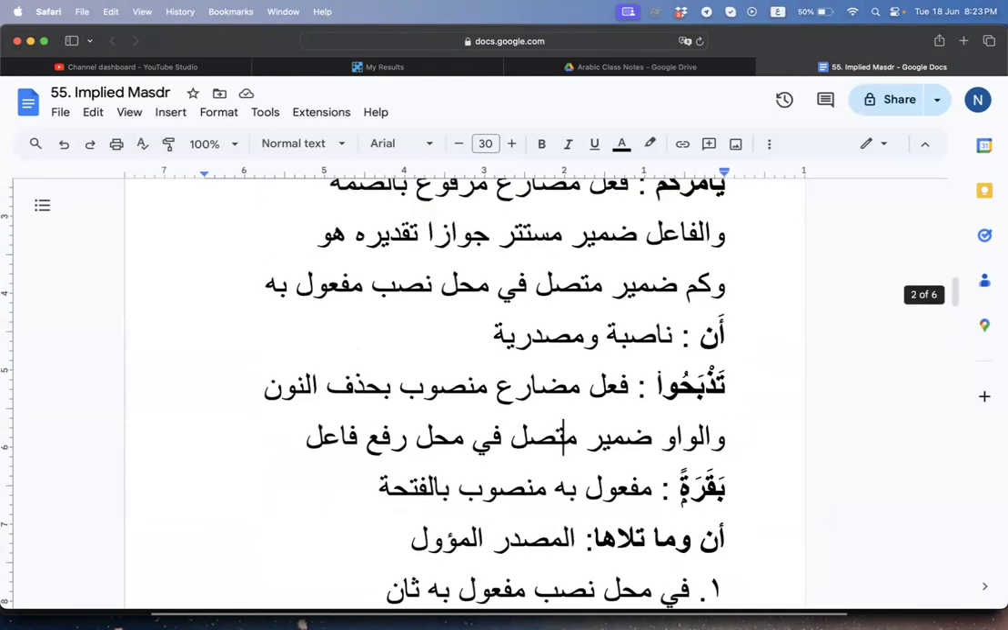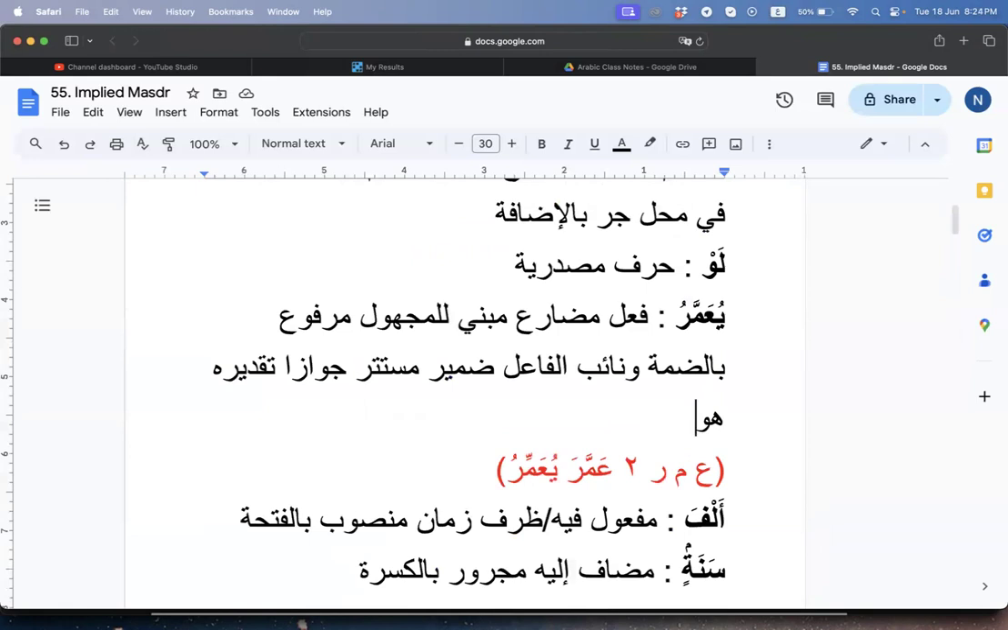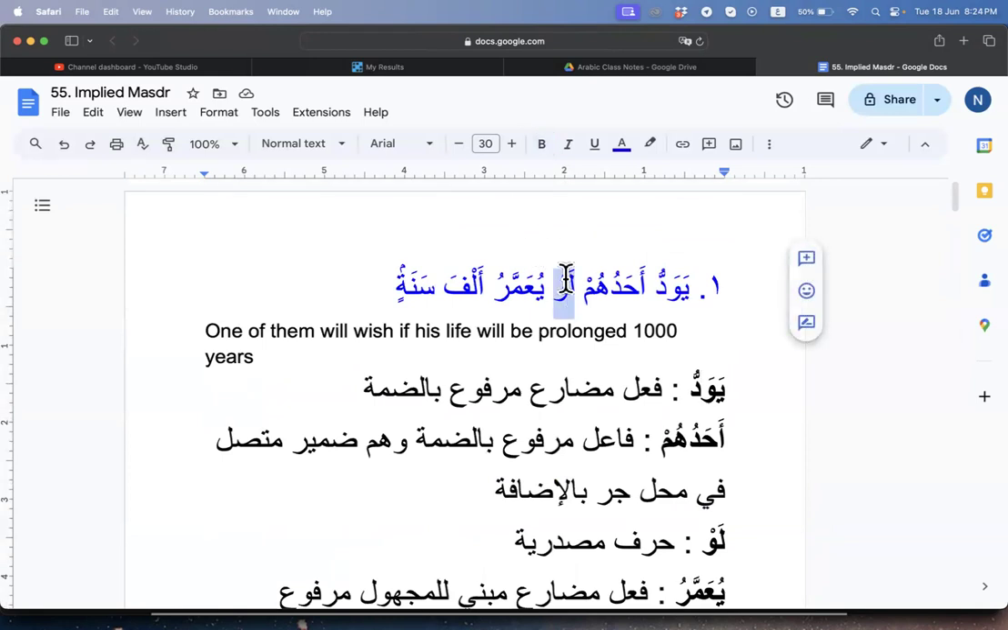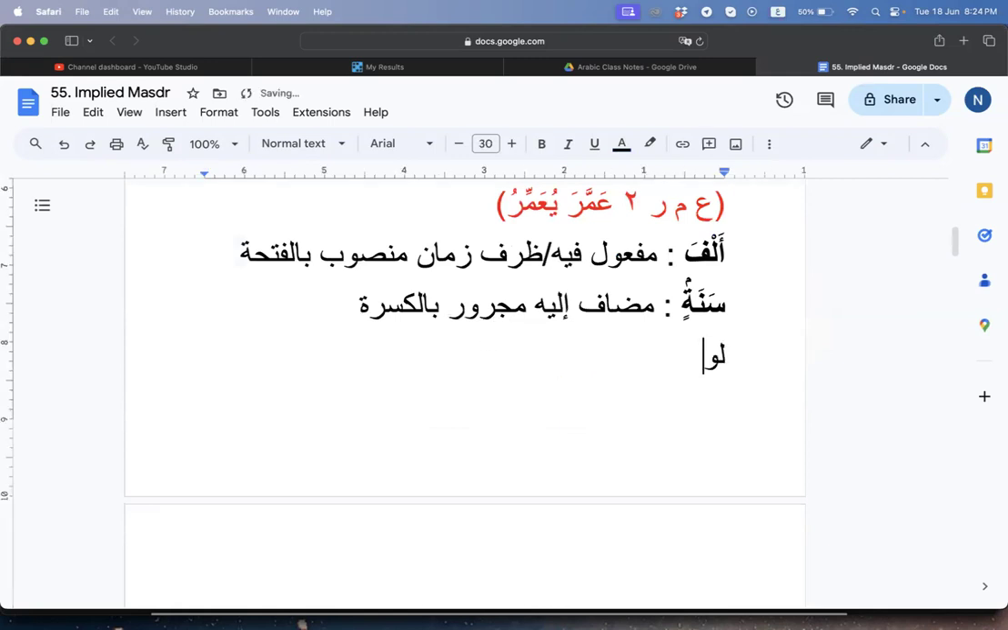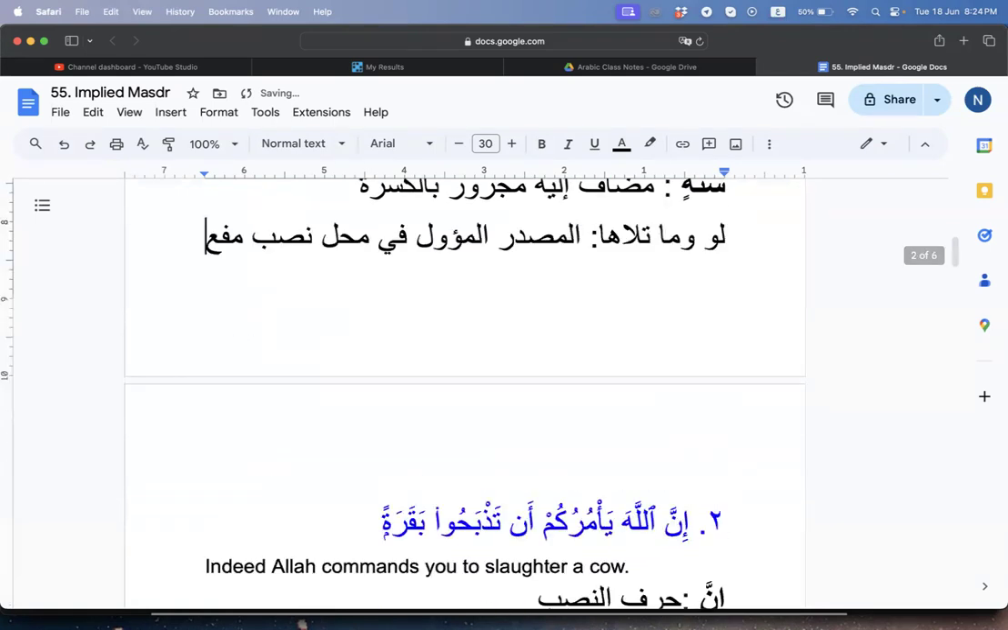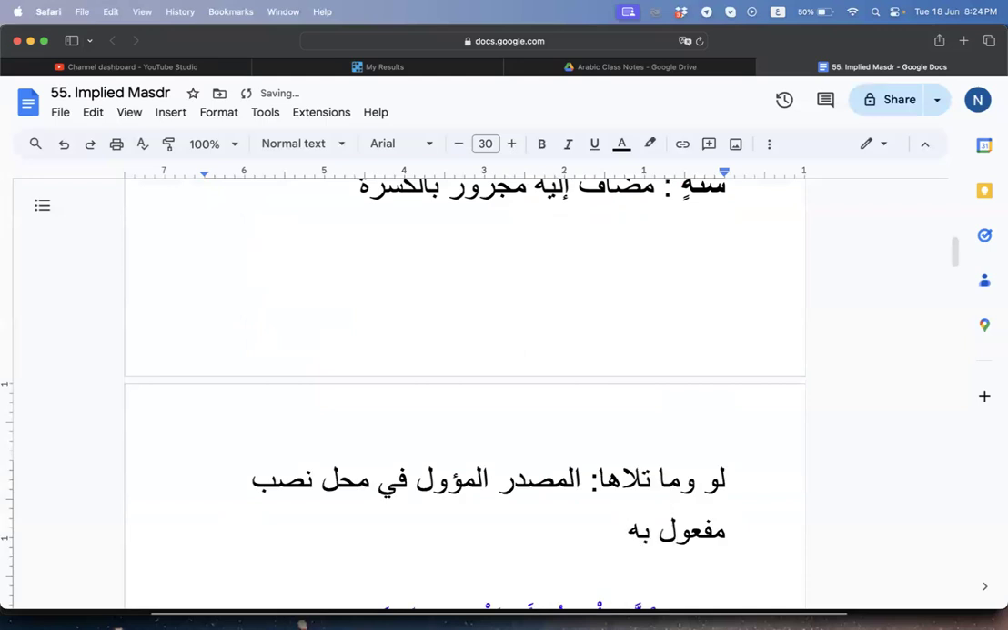Back to the first one. Brother Azizi, we forget about our masdariyah, right? So what is lau doing here? This is a masdar mu'awwal, right? But what is it doing here in this ayah? We have a fi'il, we have a fa'il. Exactly. So we say, lau and whatever comes after it is masdar mu'awwal fi mahali nasb maf'ul bihi. Clear? Inshallah.